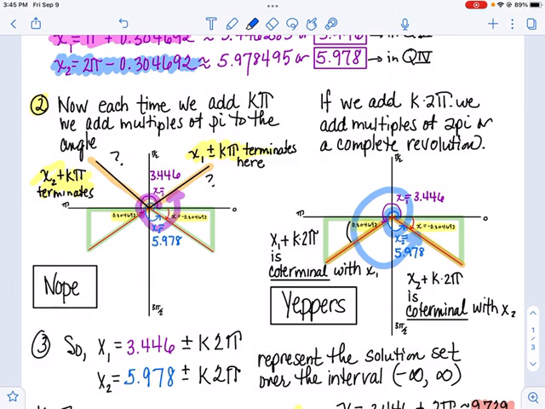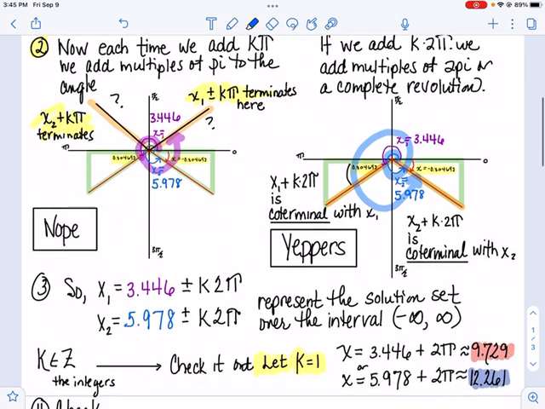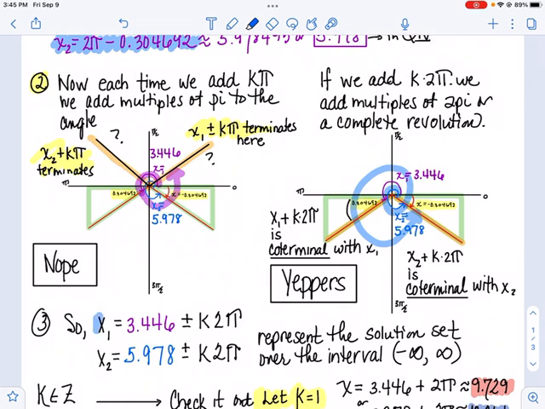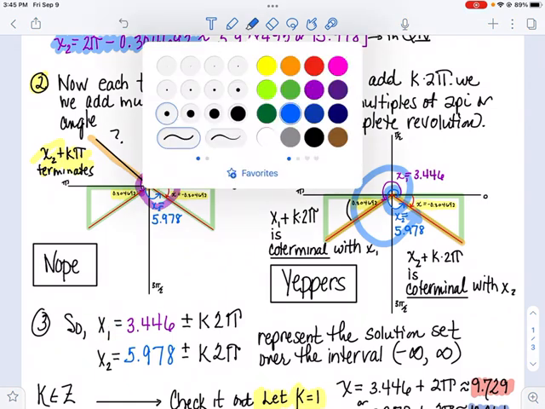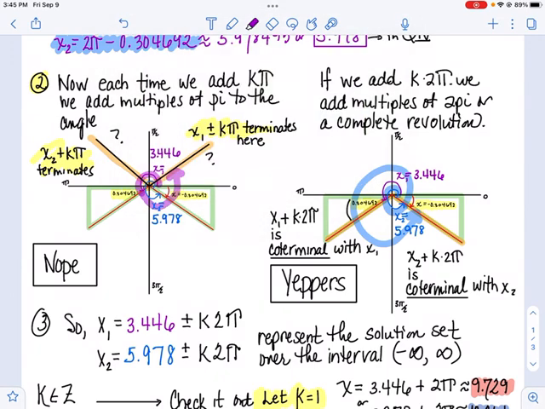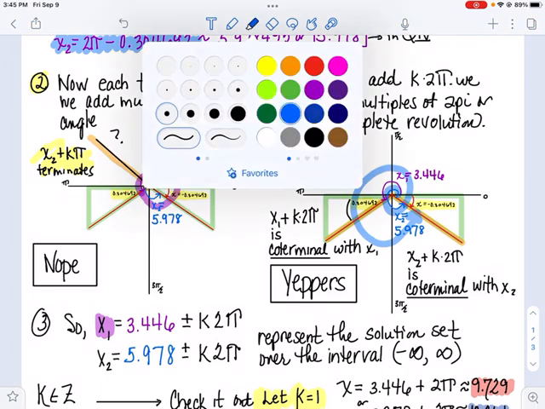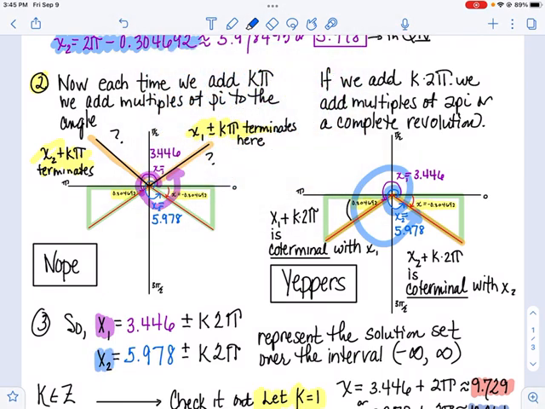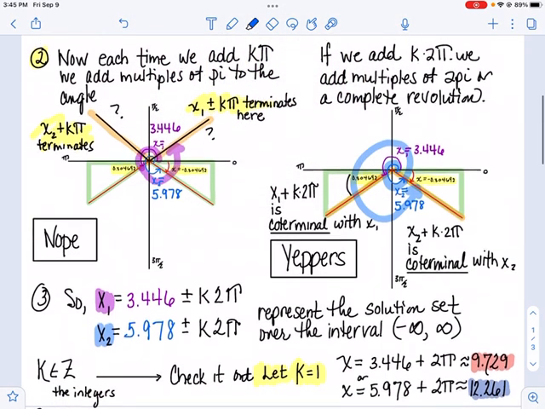So x sub 1 is equal to 3.446 plus k times 2 pi, and x sub 2 is equal to 5.978 plus k times 2 pi. That represents the solution set over the interval from negative infinity to infinity.